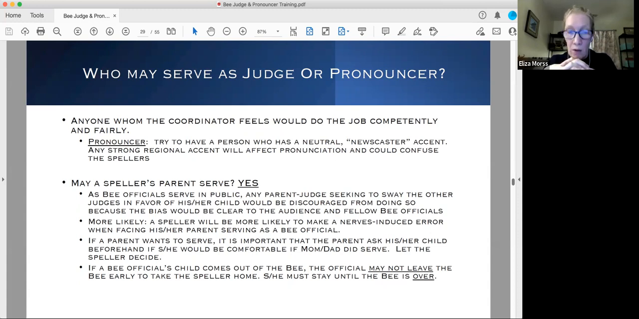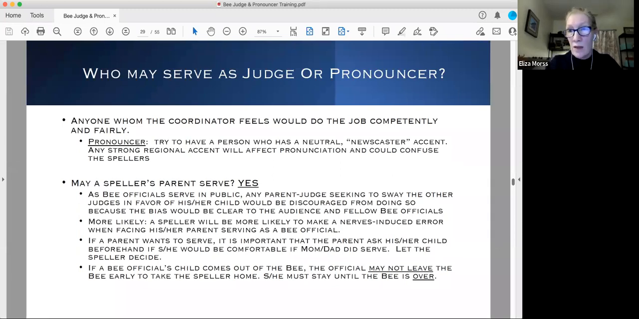And so if a parent wants to serve, then it is really important, I think, for that parent to ask his or her child, may I serve? Is that going to upset you? Are you going to be okay? Because you don't want to send your child out because he or she was nervous looking in the eyes of mom or dad. So I'd let the speller decide.